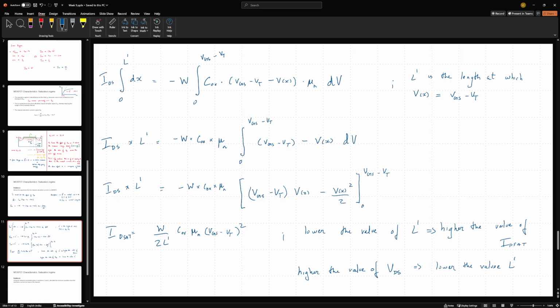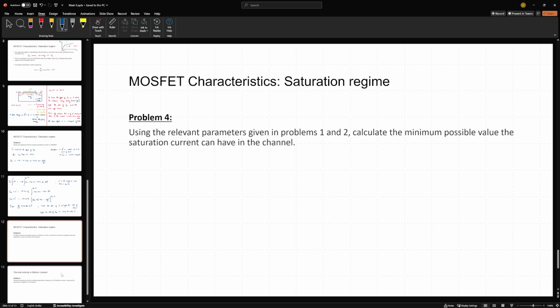Now you can see that in the case where VDS was very small, I can take this function out to be a constant and pull it out and treat Vx to be almost zero, and I will get my complete relationship for the linear regime current. Now by just treating that integral properly, we are also getting the saturation regime current.